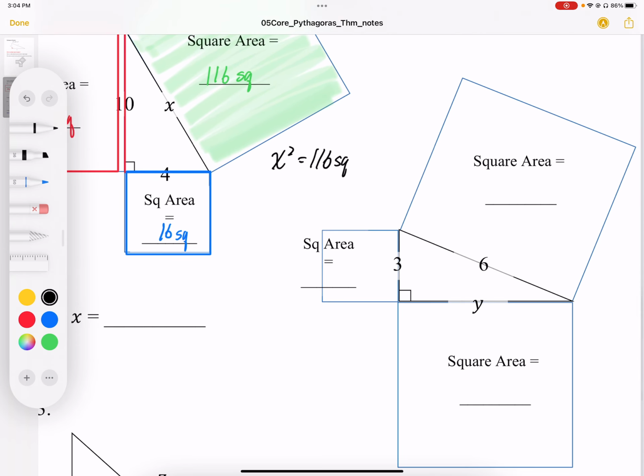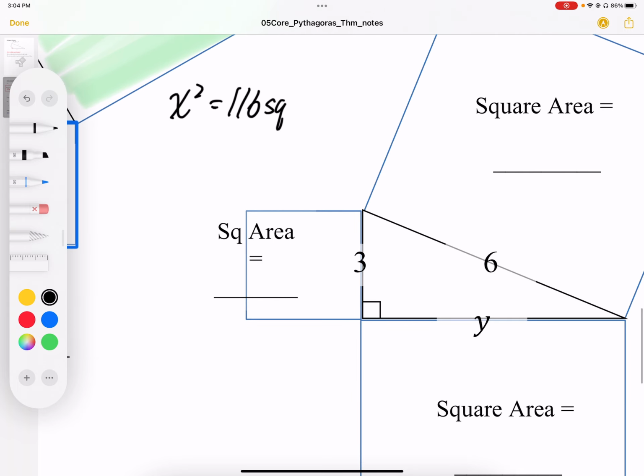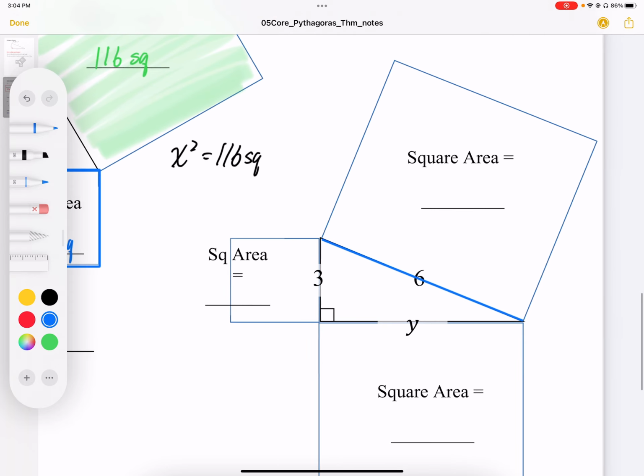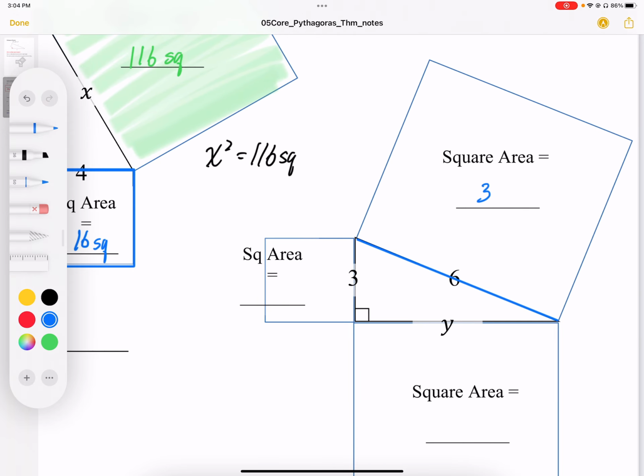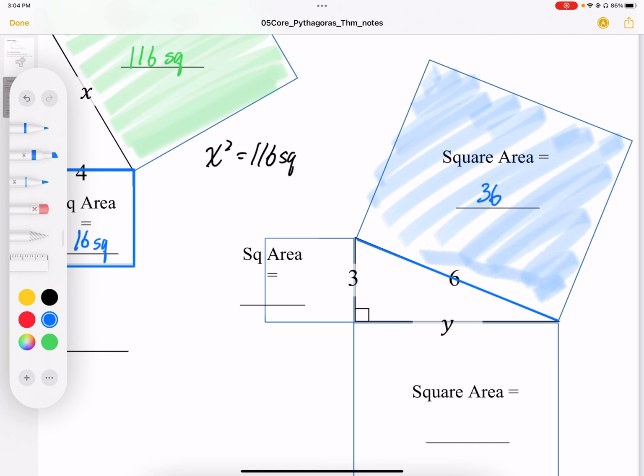So here we have the edge lengths of 3 and 6. We'll start with the big edge length, so we'll say the edge length 6. This edge here is going to give us the square area of 36. So that's going to be our square area, this diagonal square. That's the biggest square now. Okay, so that's a square area of 36.